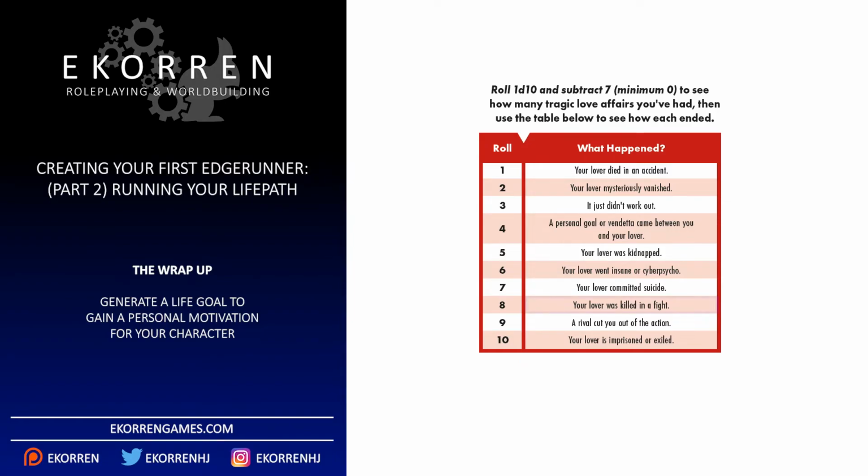As for tragic love affairs, I rolled a 10, which gives me 3, so apparently I haven't been all alone. According to the Lifepath, one of my lovers was killed in a fight. I decided this lover was a woman with money issues and struggles with gambling. After having been accused of cheating in a game, she was killed.